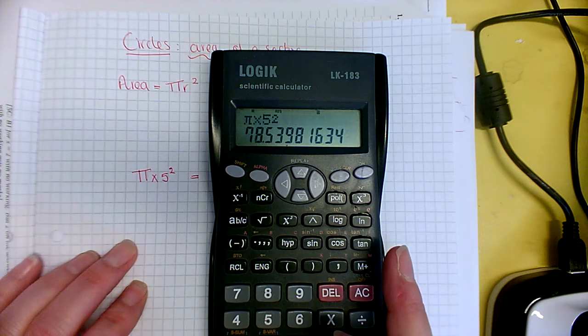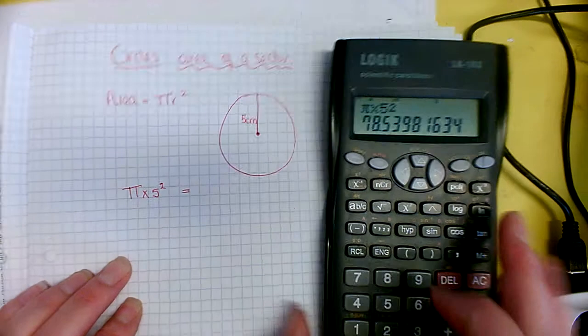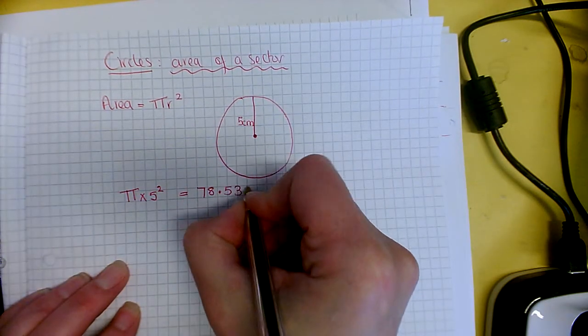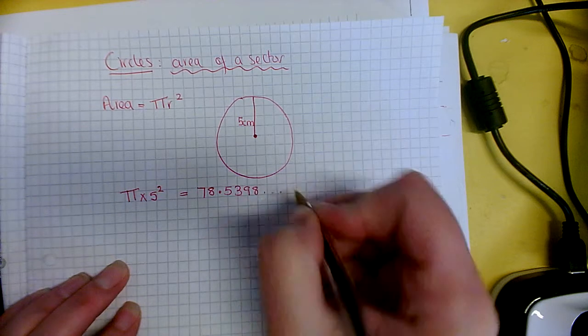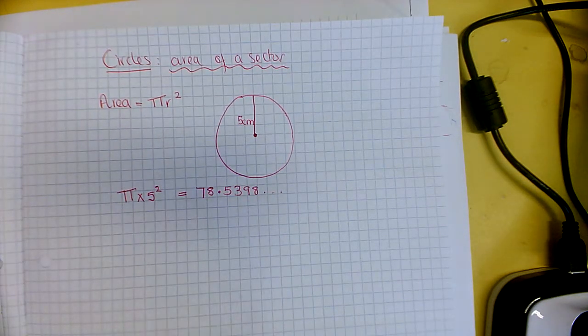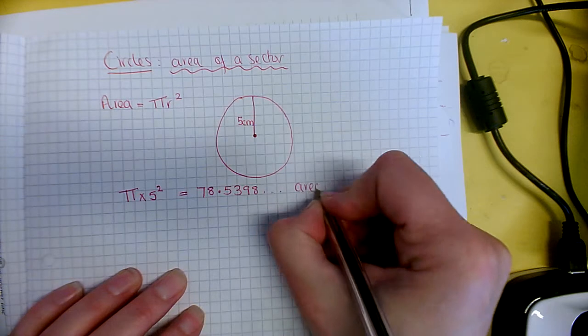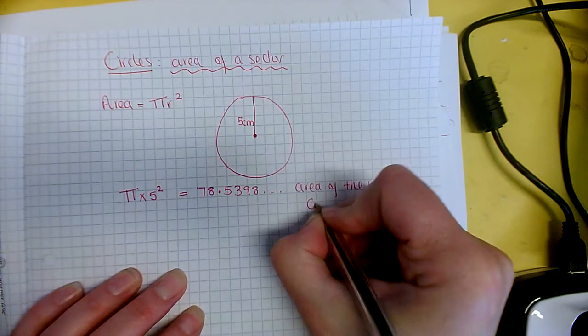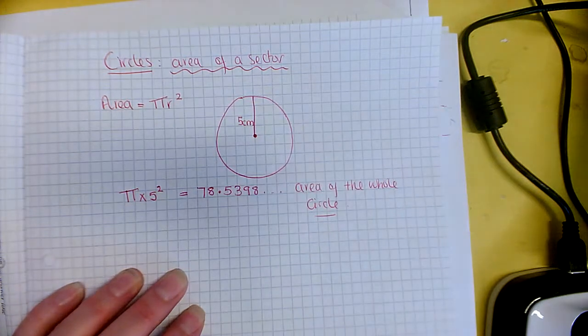It's going to give me 78.5398, dot dot dot, a few more numbers there. Now remember, this is the area of the whole circle. Okay, so that's the first thing to remember.